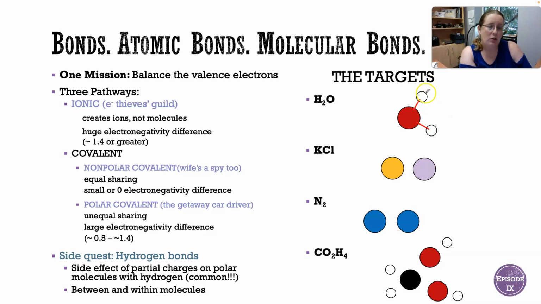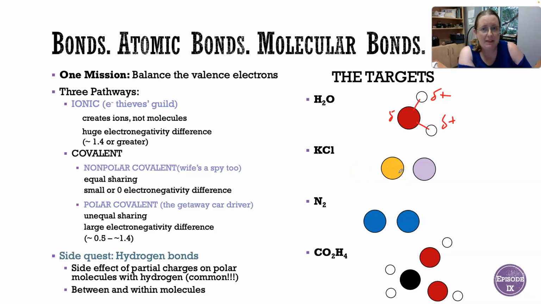Because hydrogen is much weaker in electronegativity than oxygen, you're going to end up with a partial negative charge over here on the oxygen and partial positive charges on each of the hydrogen atoms. Okay, KCl. Okay, this is potassium chloride.